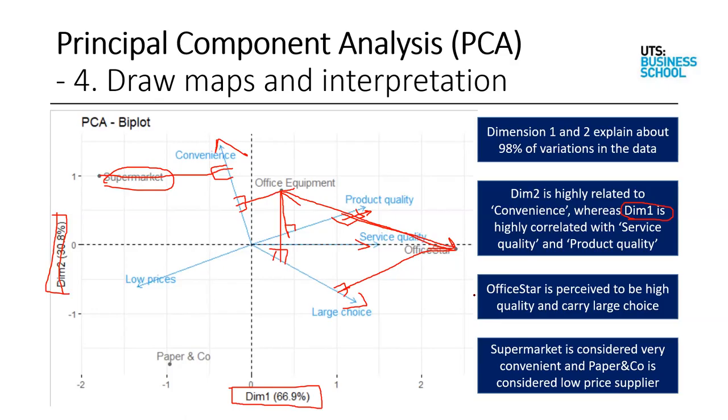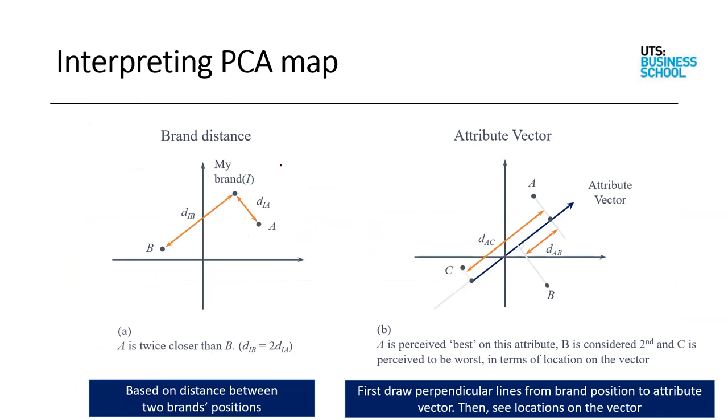So it is more sophisticated as compared to just plotting two dimensions, but you need the use of statistical software. And this is what we just saw. You can look at the distance between the two brands to see how similar or differentiated they are. And you can look at the perpendicular distance of the brands on an attribute to determine how they compare with one another.